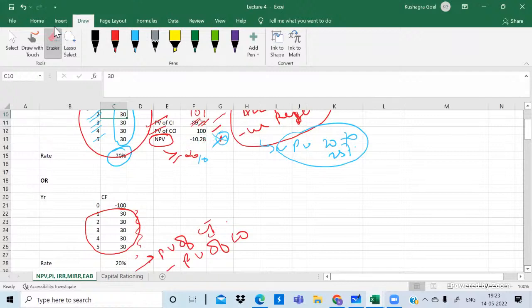So you can directly do it. You don't have to waste time first calculating the present value of cash inflows, then writing present value of cash outflows, and then NPV. Just directly use the formula of NPV.